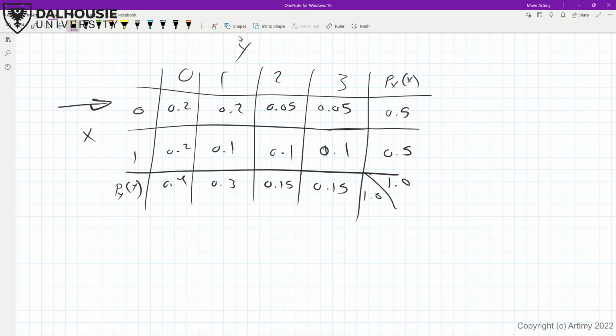Sorry about the delay, the deletes here. So the px of x distribution is this column, and the py is this row.